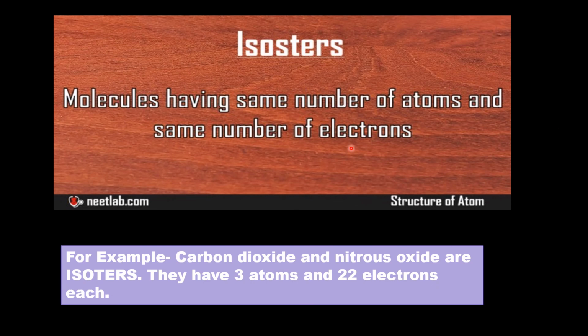Isosters: molecules having the same number of atoms and the same number of electrons. Molecules having the same number of atoms and the same number of electrons are known as isosters. For example, carbon dioxide CO2 and nitrous oxide N2O are isosters because both of them have 3 atoms, 1 carbon and 2 oxygen in one case, and 2 nitrogen and 1 oxygen in the other, with 22 electrons each.